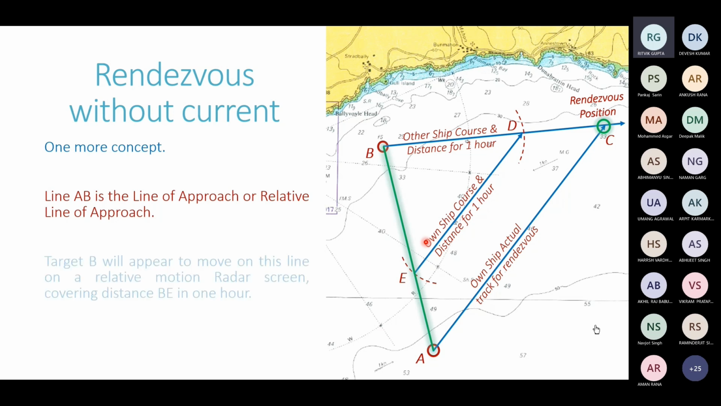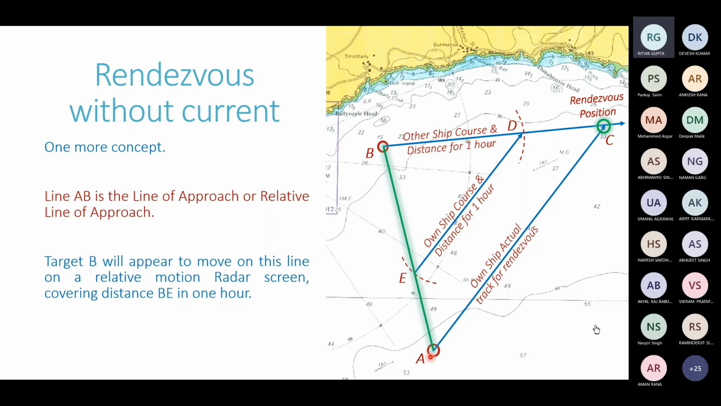Now, what do we mean by this? What I mean is that if you are looking at this target on a radar which is on relative motion, you will see this target moving on the radar screen along this particular line Bravo to Alpha, and ultimately it will be meeting with your ship when both of you reach point C. So this Bravo to Alpha is the line of approach or the relative line of approach of the target ship towards you.